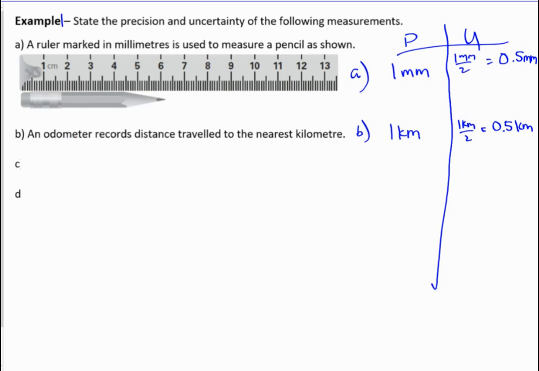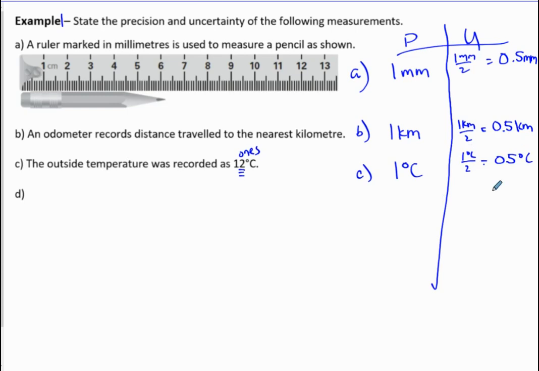Next example, we have the outside temperature is recorded at 12 degrees Celsius. I'm not given the nearest whatever, so I have to take a look at my smallest value. My smallest place value is the ones place. So it's to the nearest 1 degree Celsius. There's my ones. So my uncertainty will be 1 degree Celsius divided by 2, so half a degree Celsius.